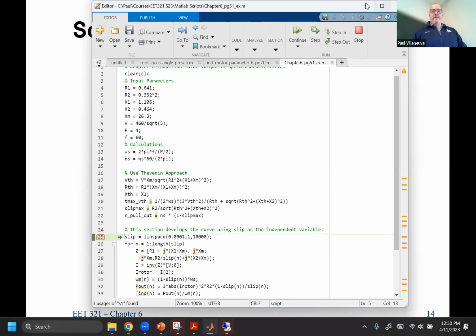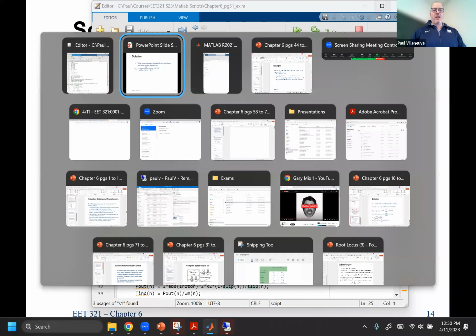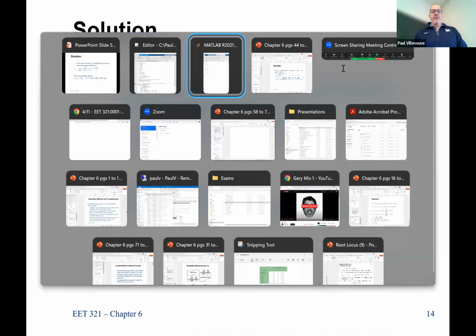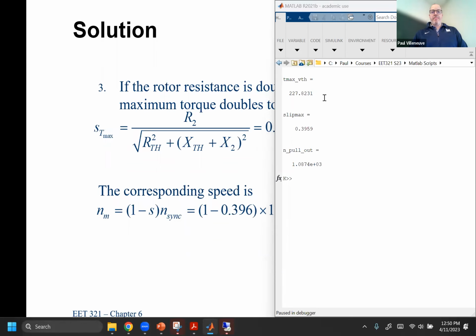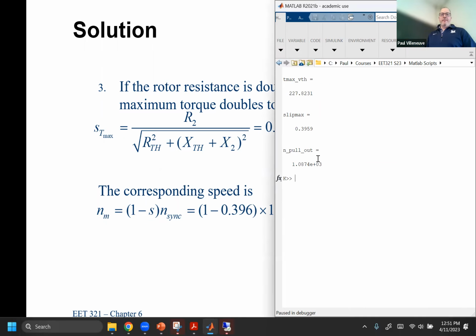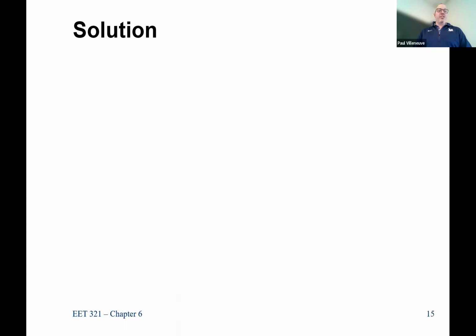All I've done, nothing else has changed except doubling the rotor resistance. So let's rerun that. Go back and check our results. So we have 0.396 and our operating speed is 1087. Did I run it? Yes, I did. So the max torque, we said, doesn't change because it's not dependent on R2, but our slip has changed to 39.59%, 39.6, and our speed of operation is 1087.4 RPM. So we're looking pretty good.